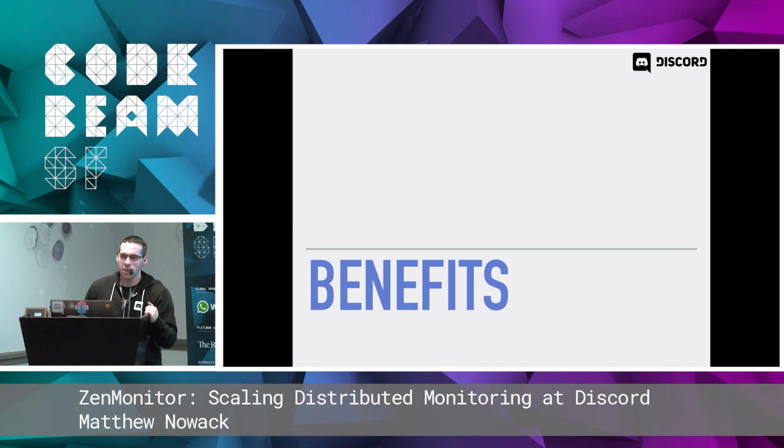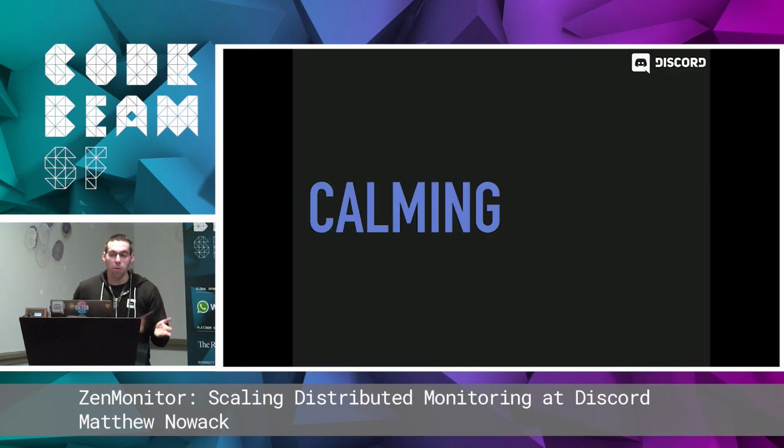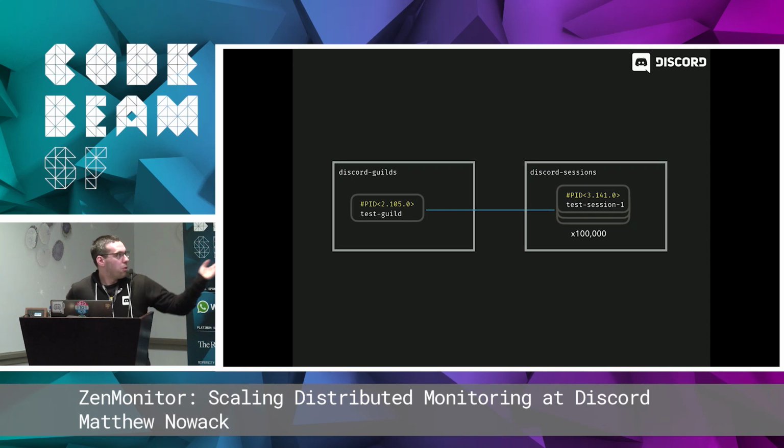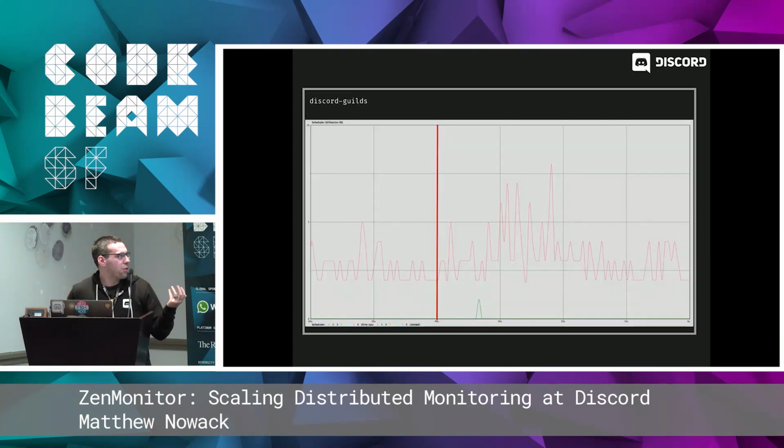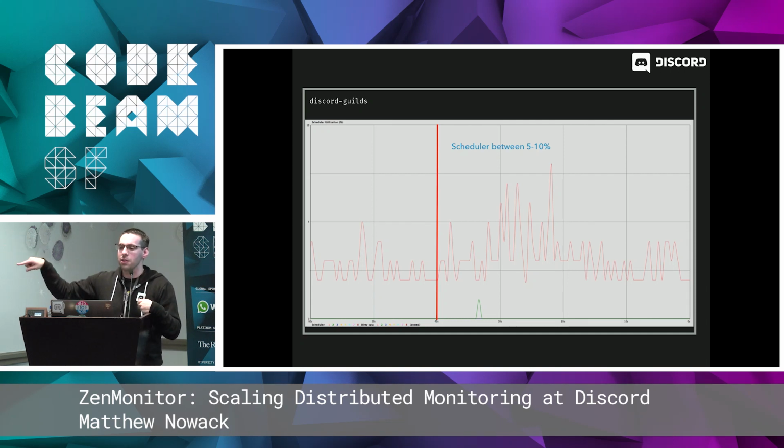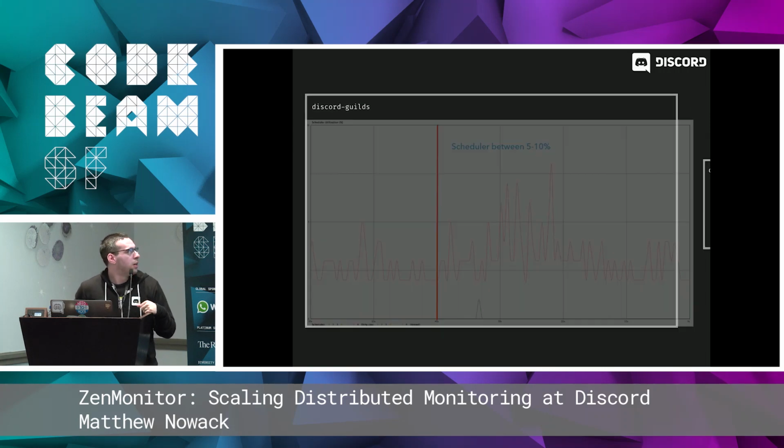So what were some of the benefits that we saw with ZenMonitor? The first was calming. So we have this scenario again, 100,000 sessions and one guild. The guild goes down, and let's see what it looks like in ZenMonitor. If we open up Observer, it's hard to see these numbers, but the scheduler was between 0 and 5%, and then it leapt up to between 5 and 10%. And this is what we expect, right? If you think about what ZenMonitor is doing, it's dispatching a single death certificate. It's not trying to fan out 100,000 messages. It's just saying, this one process died. I need to let some other remote nodes know.